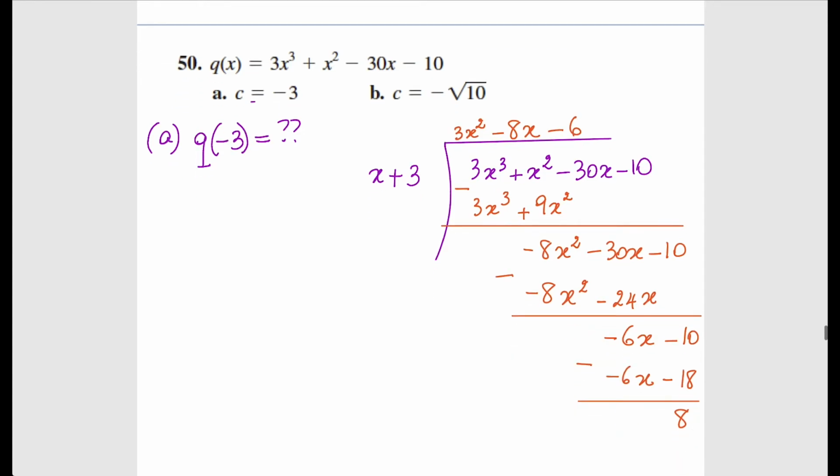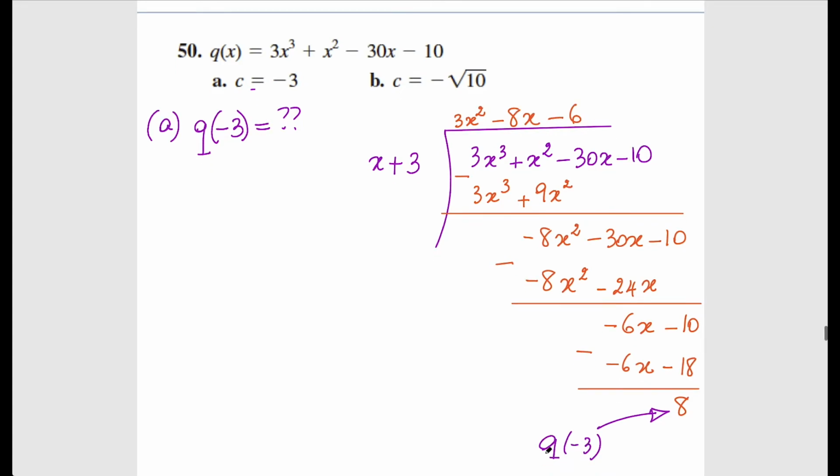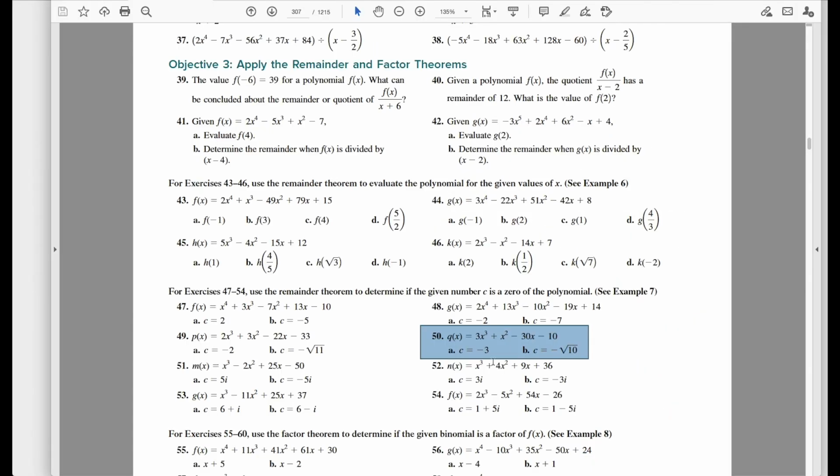Who's that guy then? This guy is the remainder, which is q of negative 3, right? Because I'm dividing by x minus the minus 3, remember? So the remainder must be q evaluated at that number. Okay, so don't forget, what was the question? The question was, use the remainder theorem to determine if the given number c is a 0 of the polynomial. So they wanted to know if the number negative 3 is a 0 of the polynomial.